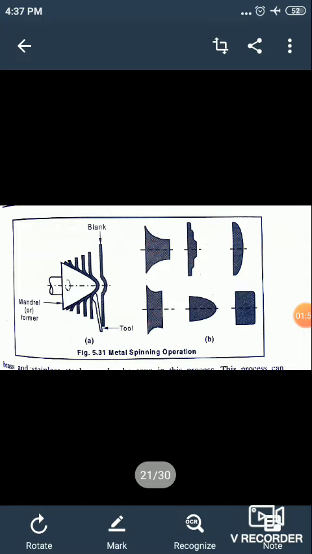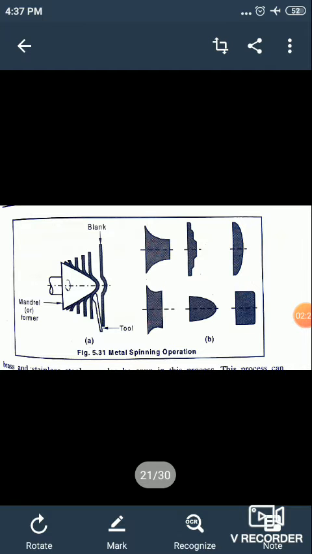Due to the pressure applied to the rapidly revolving blank, it assumes the shape of the former rotating with it. The mode of deformation here is both bending and stretching.